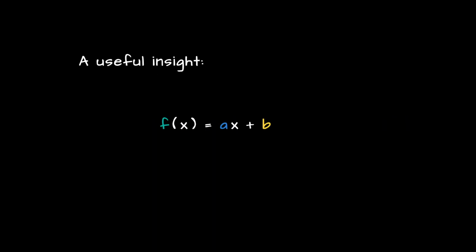Recall that a linear function can always take the general form f of x equals ax plus b. Here a is the slope of the function and b is the y-intercept. And one important thing to keep in mind when using linear functions to model real-life phenomena is that both of those constants tend to have a key real-life interpretation.